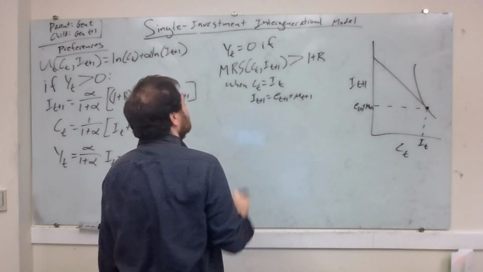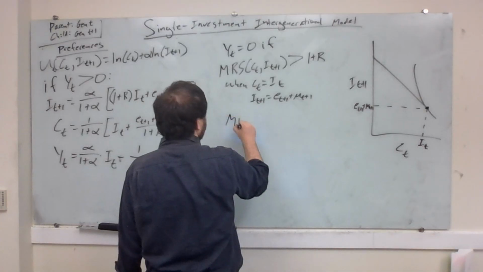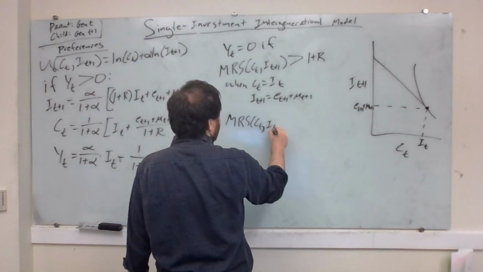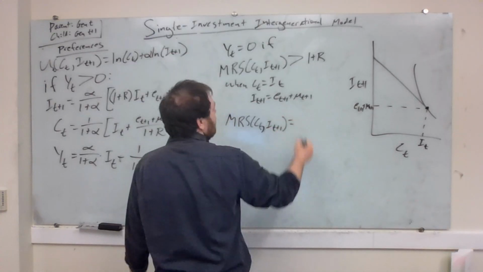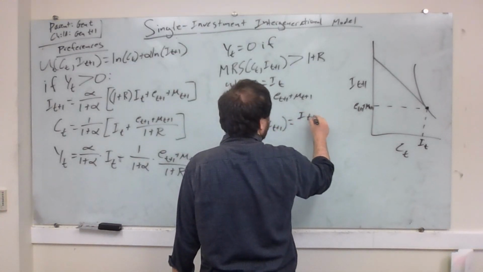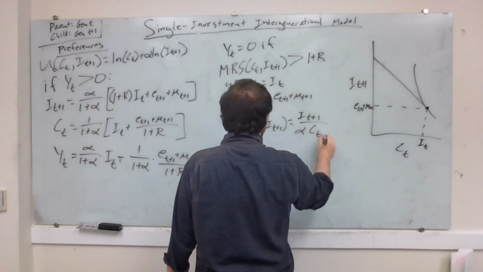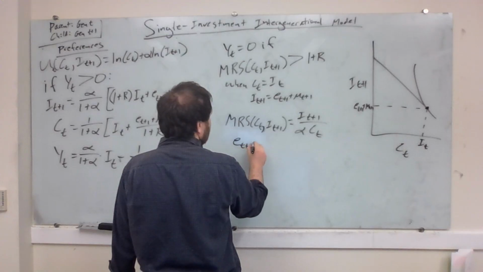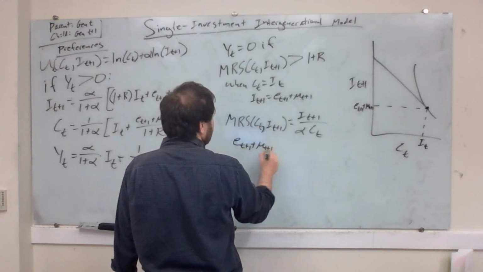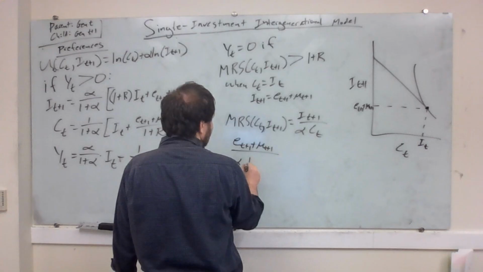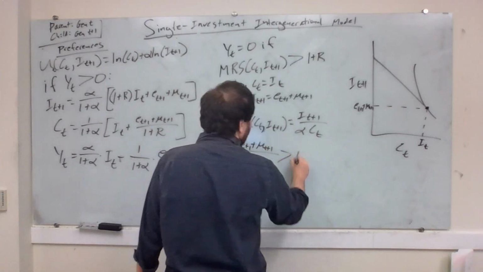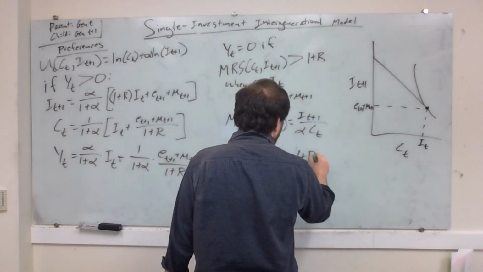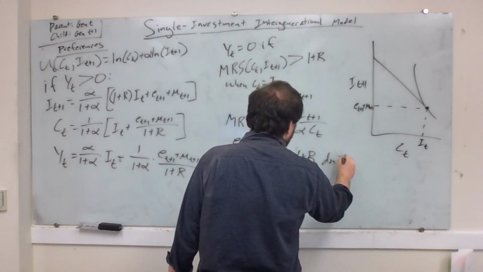What's our MRS? We said that our MRS is going to be et plus 1 plus mu t plus 1 over alpha CT. So this is going to tell us that if et plus 1 plus mu t plus 1 over alpha times it is greater than 1 plus r, we don't invest.